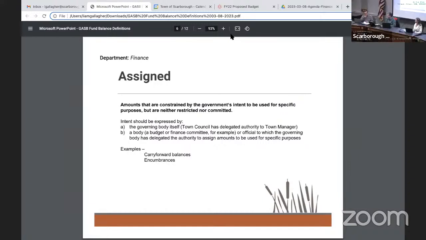I had two questions here, and if they're redundant with John's, please let me know. In our case, we have delegated authority to the town manager in Scarborough for making assignments, for assigning funds. Correct. And that's in the fiscal policy. Okay, so that's our practice. What's the best practice, or is there a best practice? That's consistent with other governments, so I would say it's a best practice. And we've had that for a while, I'm guessing.